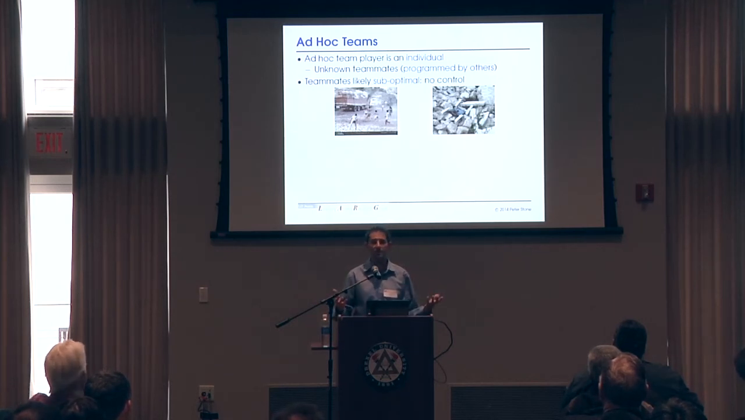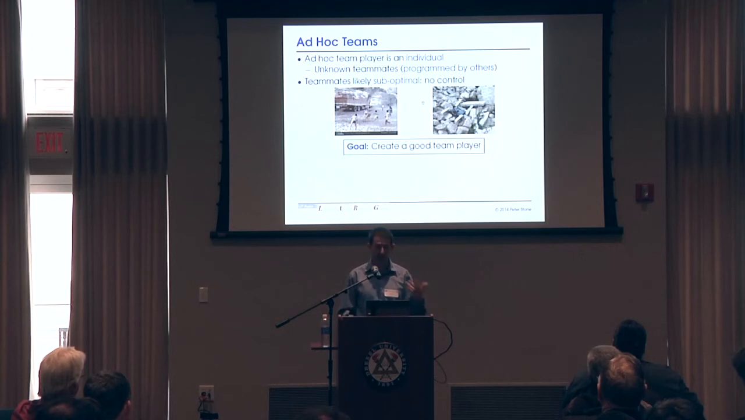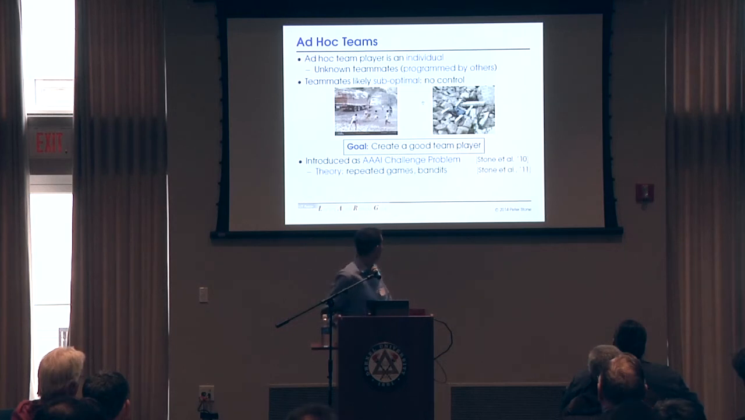People can do this, for instance, playing pickup soccer or playing pickup basketball, but as we get to a point where there's going to be robots everywhere and autonomous agents everywhere, they're going to need to much more frequently be able to interact with what we call ad hoc teams. And this is going to require a lot of actual plan recognition, not for adversaries, but for teammates. The goal of this line of research is to create a good team player. I introduced this as a challenge problem to the AI community a few years ago.